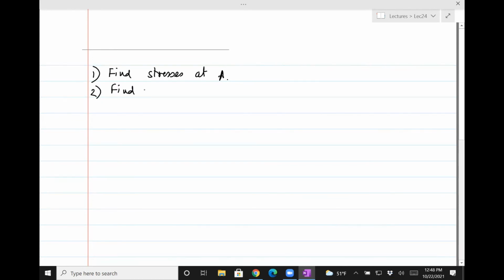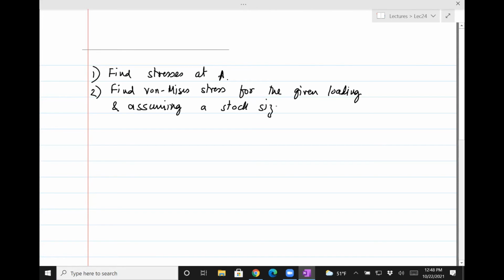Find von Mises stress for the given loading and assuming a stock size. So every time you assume a stock size, you'll get a von Mises stress.